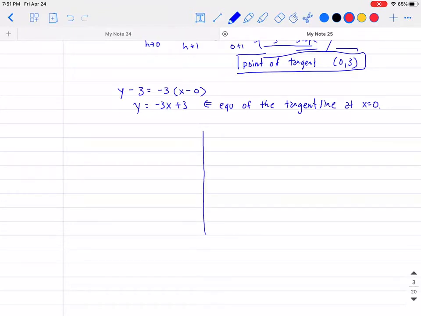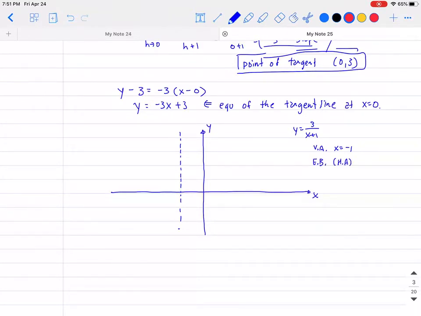And just to show you what all this means graphically, here's what things look like. So here is the graph of y is equal to 3 divided by x plus 1. If I were to give you a rough sketch of it, we know that the vertical asymptote is located at x equals negative 1, so that is somewhere over here. The end behavior, or the horizontal asymptote, as some people would call it, is y is equal to 0. So that's just the x-axis.